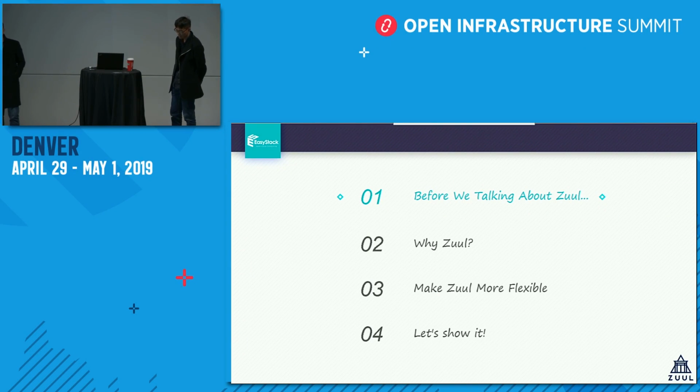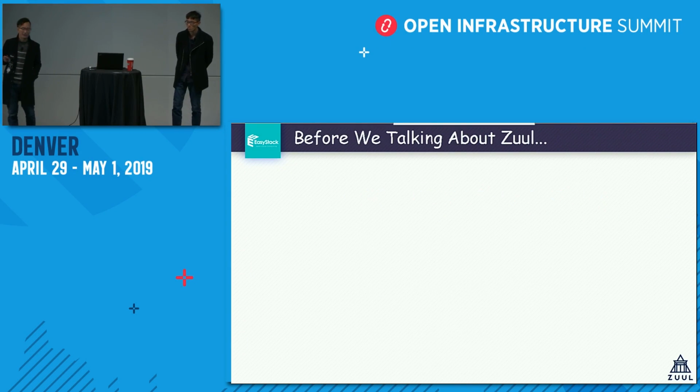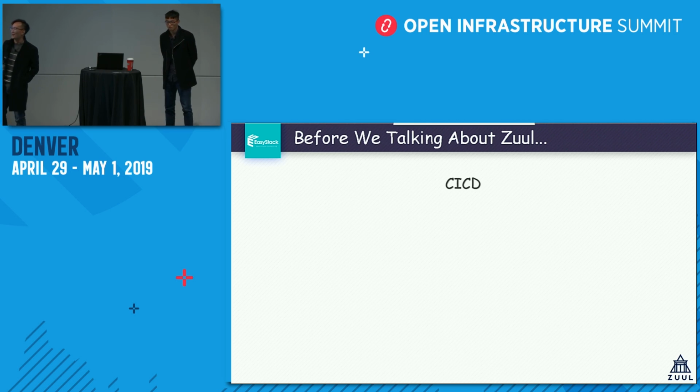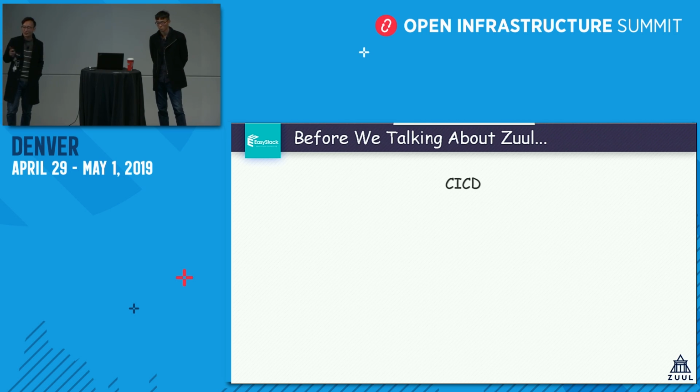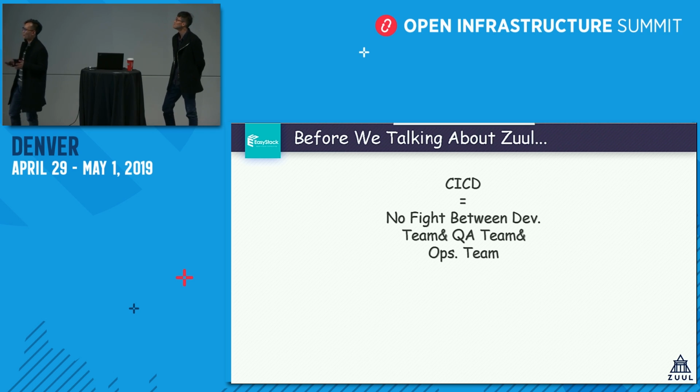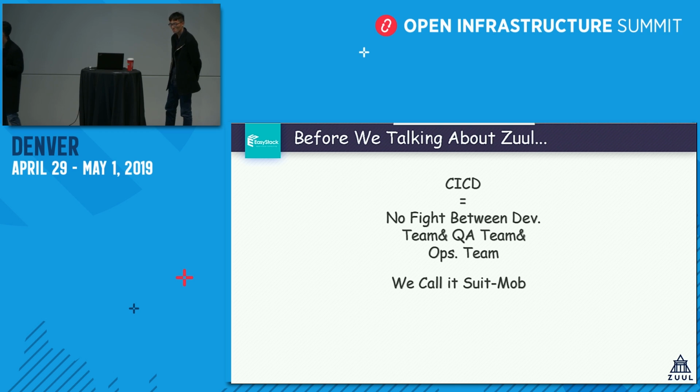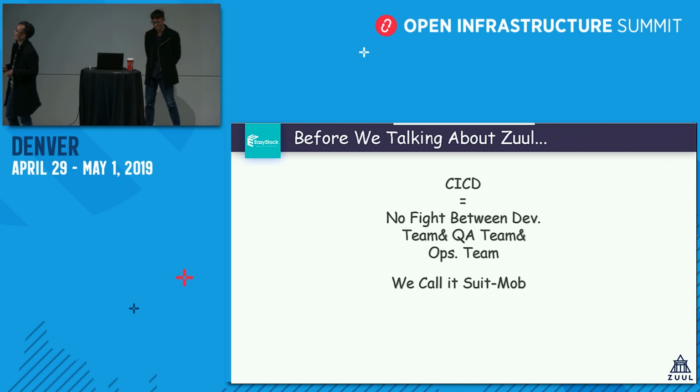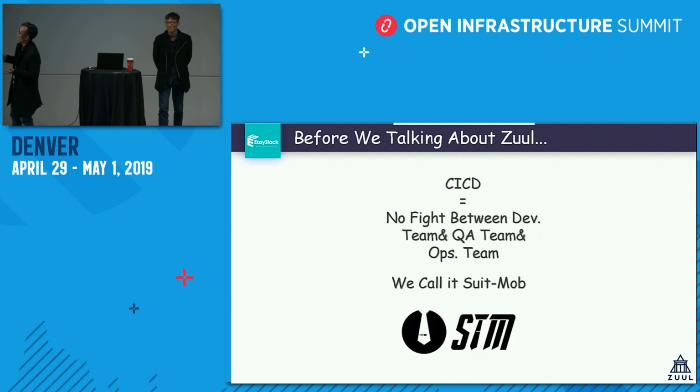Before we talk about Zuul, I think we should talk about CI/CD. As we know, CI/CD is continuous integration and continuous deployment. And I think CI/CD means no fight between the dev team, ops team and QA team. In our company, we call CI/CD "suit move". Suit move means the suit and move. This is our suit move logo, STM.